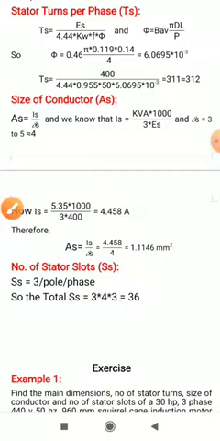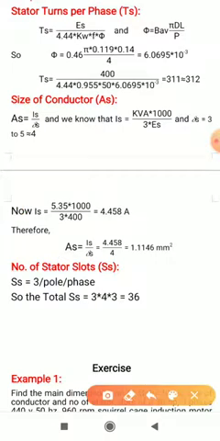And the last quantity asked is to calculate the number of stator slots. As I told while discussing in the previous lecture, the number of stator slots is normally chosen as 3 per pole per phase. In this example, the number of poles is 4 and the number of phases is 3, so it can be written as SS is equal to 3 into 4 into 3.